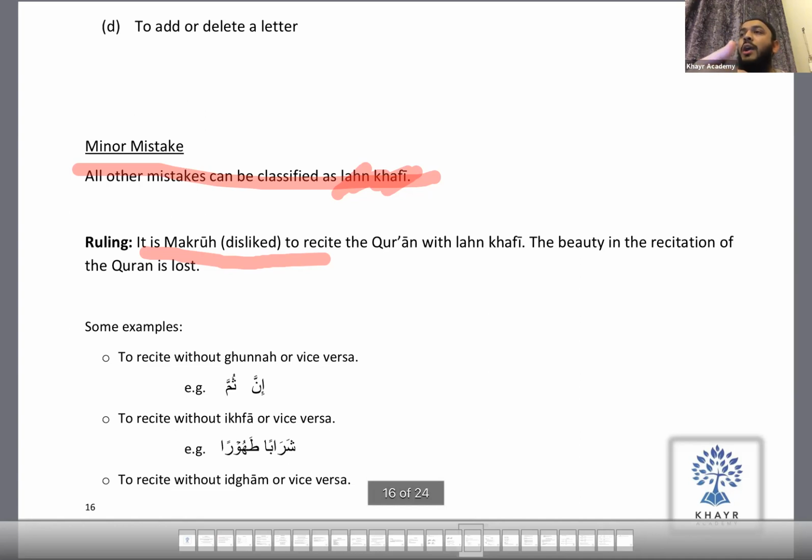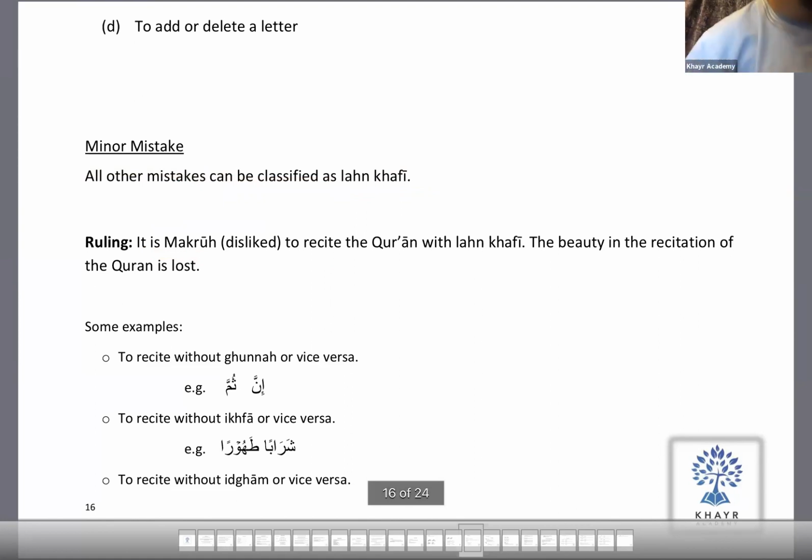So why should we try not to read with major mistakes, but minor ones we don't really worry about? We should try to avoid minor ones as well. It takes the beauty, the niceness of the Quran. It doesn't beautify the Quran, and it's disliked. It's makruh. But you don't become sinful, and your namaz doesn't break.